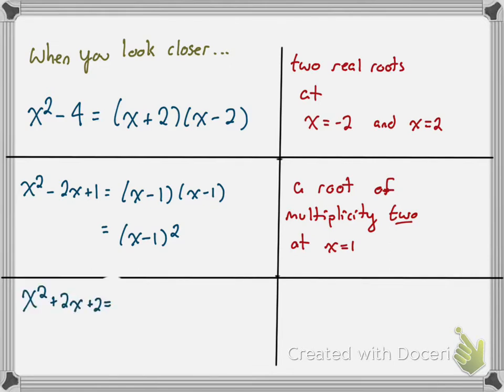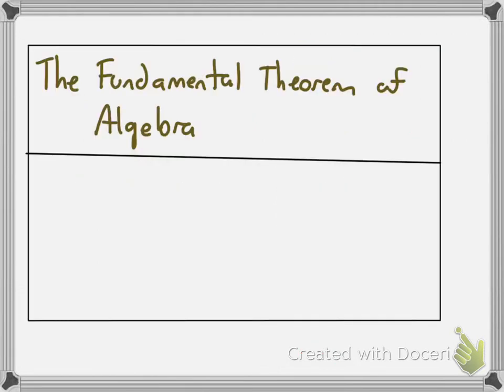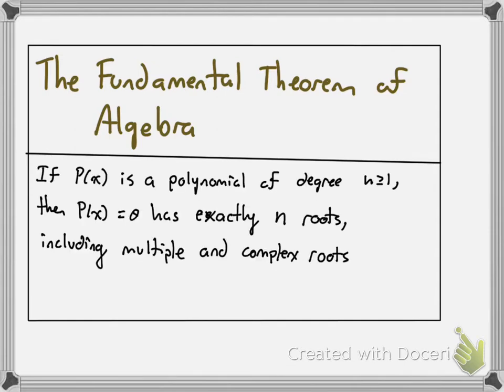And then finally, if I had a situation like x squared plus 2x plus 2, I can't factor that, so I'd use the quadratic formula. And when I do all that, I end up getting 2 complex roots, or 2 imaginary roots. So I have 2 roots here at negative 1 plus i and negative 1 minus i. But notice in all of these different situations, I get 2 roots every time. So that essentially is what the fundamental theorem of algebra is. The fundamental theorem of algebra states that if p of x is a polynomial of degree n greater than or equal to 1, then p of x equaling 0 has exactly n roots, including multiple and complex roots.